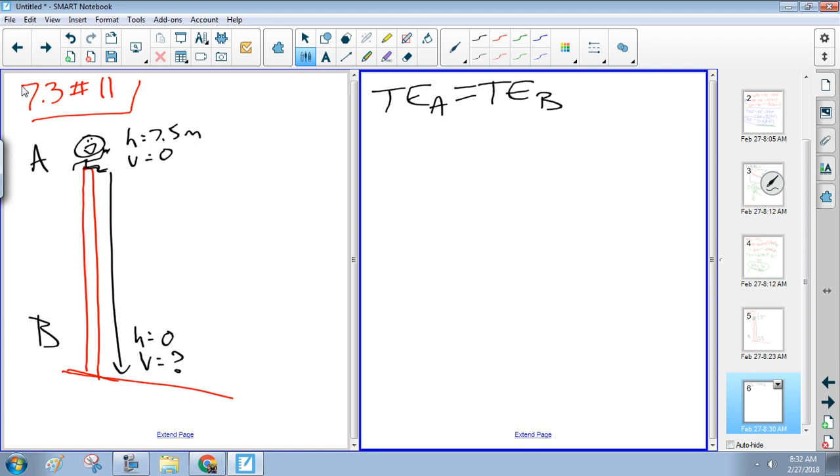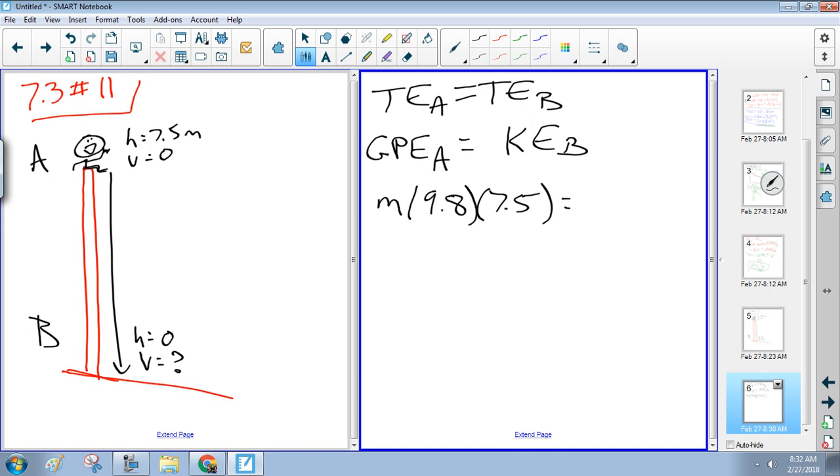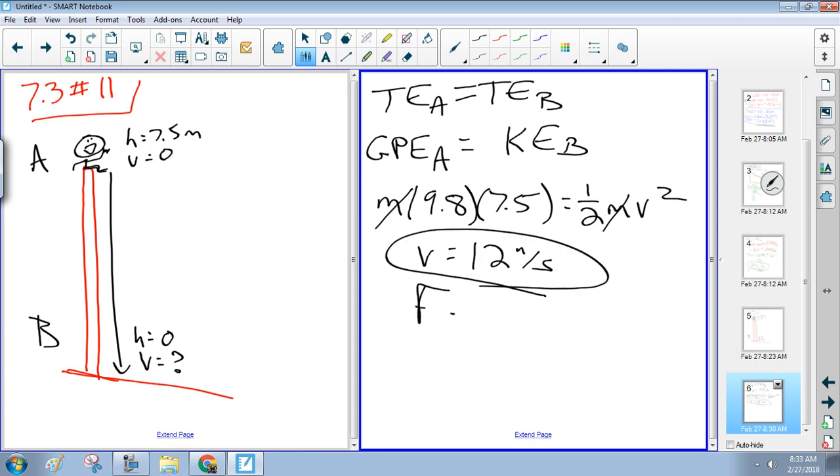At point A, all of my energy is GPE, so that means the gravitational potential energy at point A should equal, at point B, where all of my energy is kinetic energy. So I am looking at mass times 9.8 times 7.5 equals 1/2 mass times v squared. The m's cancel, and then solve it, right? And v ends up being 12.12, 12.2, something like that. We'll just call it 12 meters a second. There we go. All right, so that's if you fall, as in if you drop straight down.